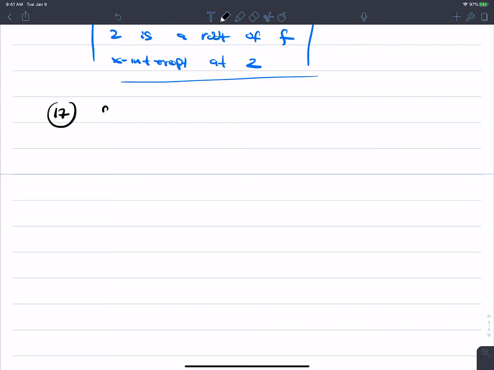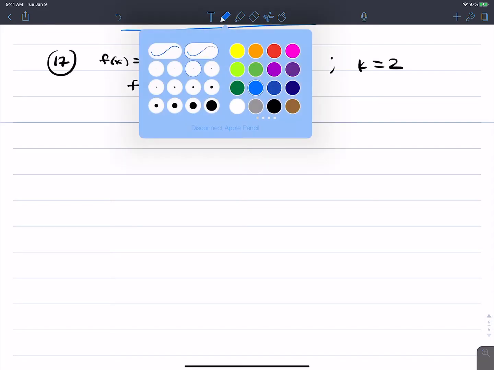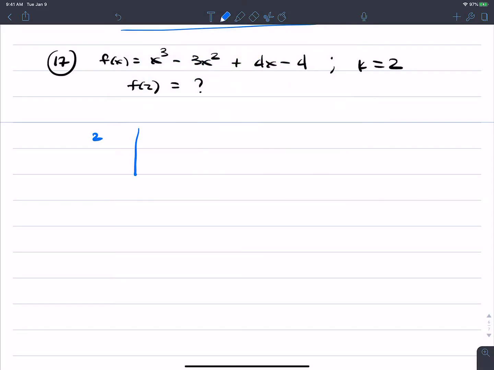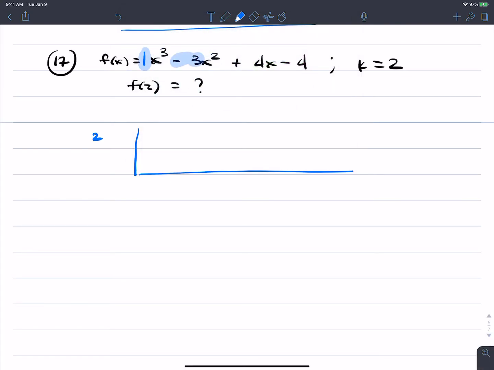Number 17, you have a function x cubed minus 3x squared plus 4x minus 4. And again, they want to use k as 2. So they want us to determine what f of 2 is. So we're going to use synthetic division. 2, and don't forget to copy down the coefficients: 1, negative 3, positive 4, negative 4.